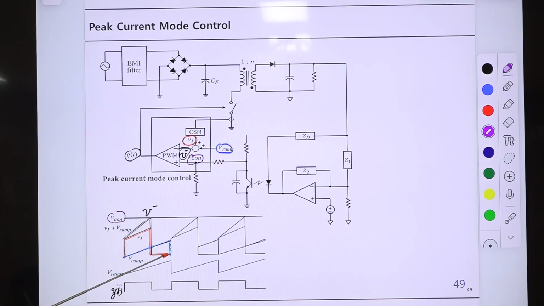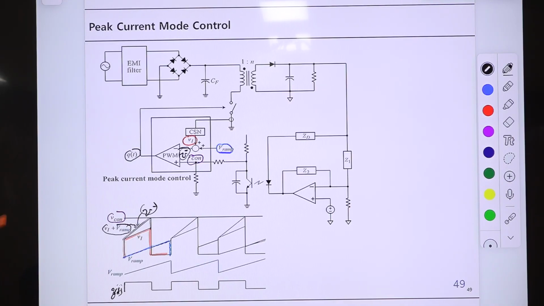This is the lamp signal, and this is VI. They are added together to generate this V minus. Okay, V minus is this one. So let me use the black one. So this is this, and the same thing. Okay, this is V minus.